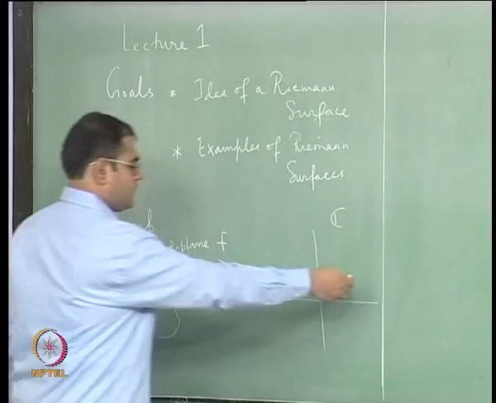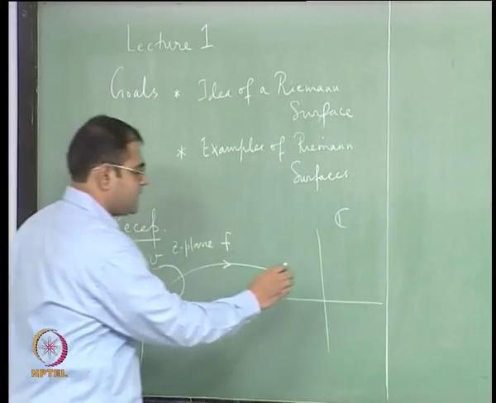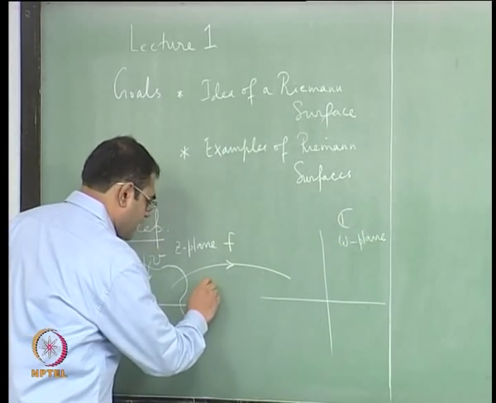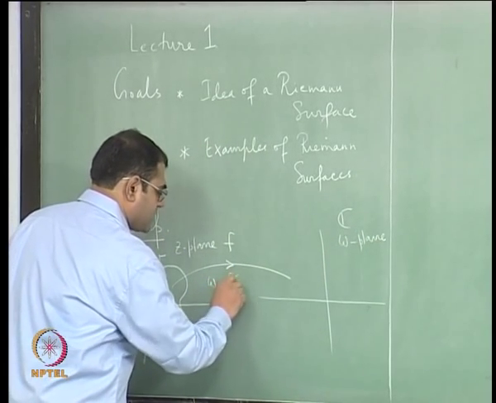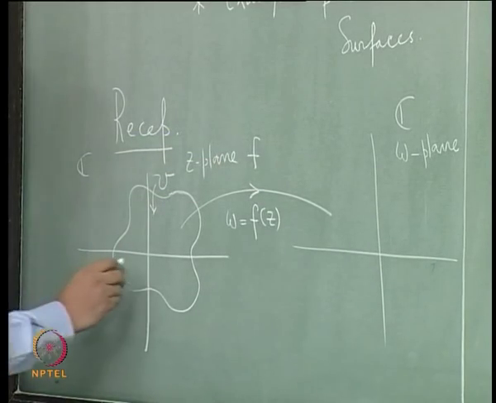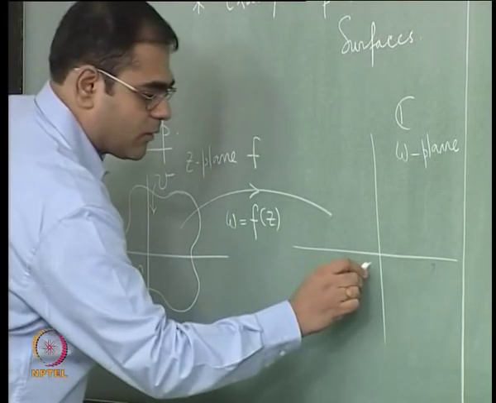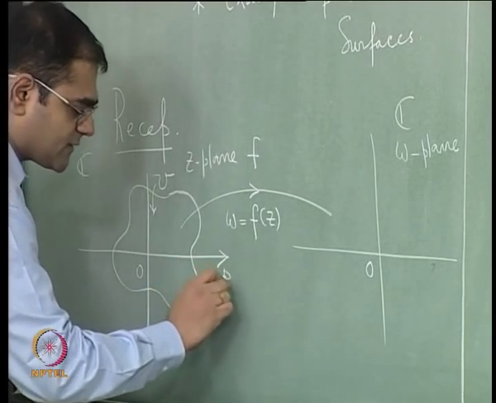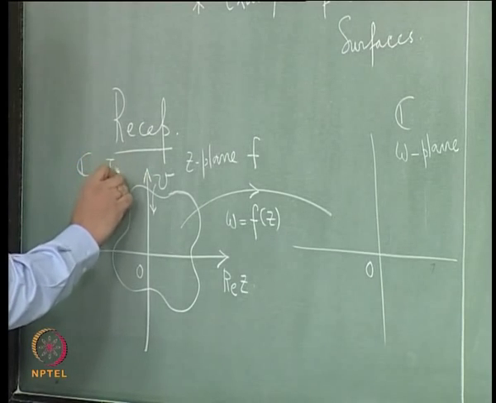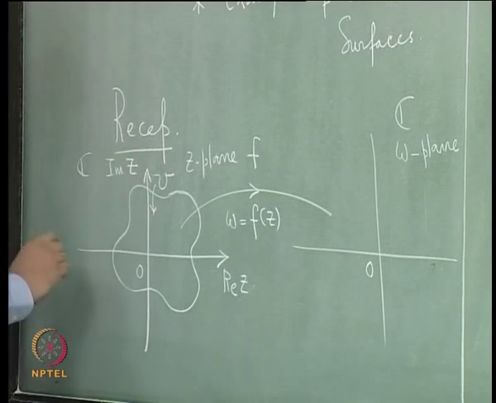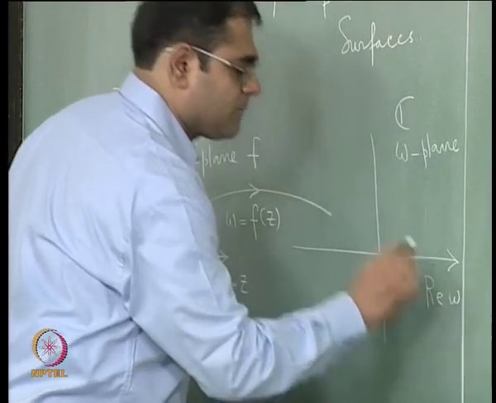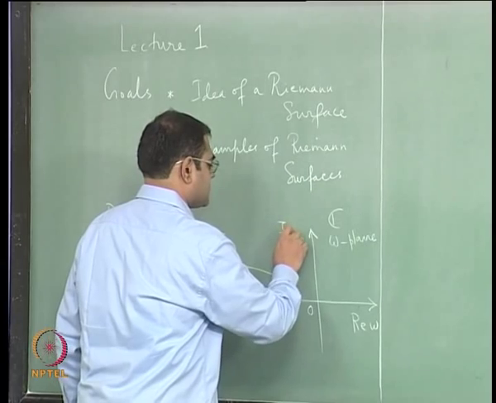So there is another copy of the complex plane, and we call this the omega plane, where omega, the variable, is the image of the variable z under f. Of course this is the origin on both planes, and this is the real axis, this is the imaginary axis, and likewise we here have the real axis and we have the imaginary axis.